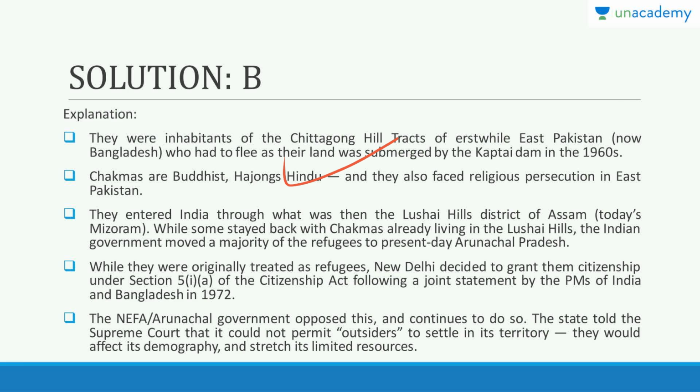While some stayed back, with Chakmas living in the Lushai Hills, the Indian government moved a majority of the refugees to present-day Arunachal Pradesh. And they were originally treated as refugees. New Delhi decided to grant them citizenship under the Citizenship Act following a joint statement by the PMs of India and Bangladesh in 1972. But NEFA or the Arunachal government has opposed this, and it still continues.